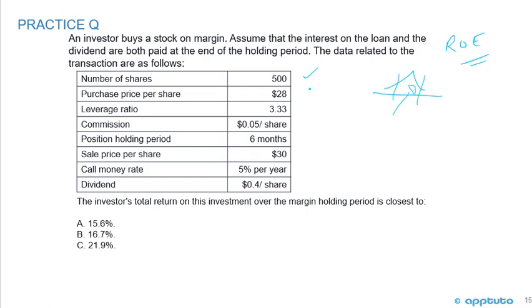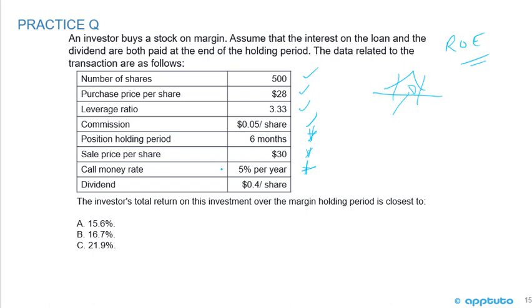There's 500 shares being bought. The purchase price per share is $28. Aha, the leverage ratio 3.33. So now we're not seeing 2.5. The commission is 5 cents per share. The position holding period is 6 months. Aha. Sale price per share is $30. And the call money rate is 5% per year.